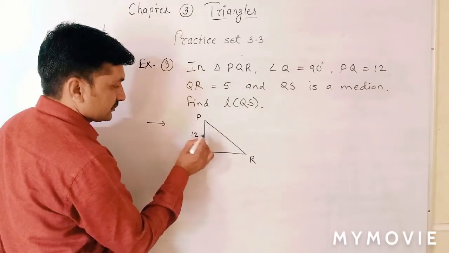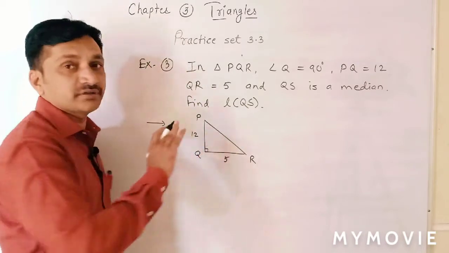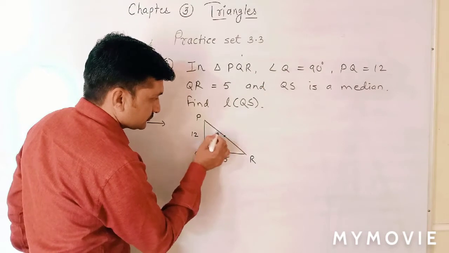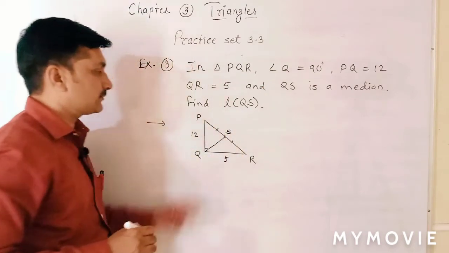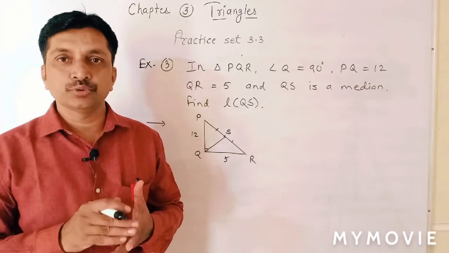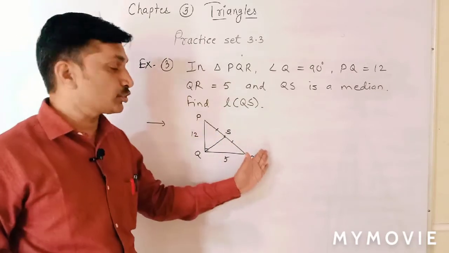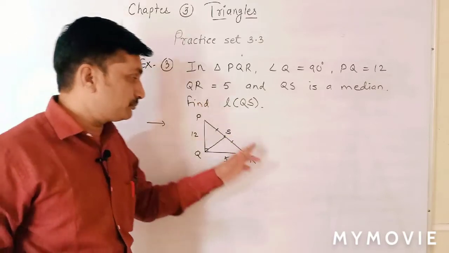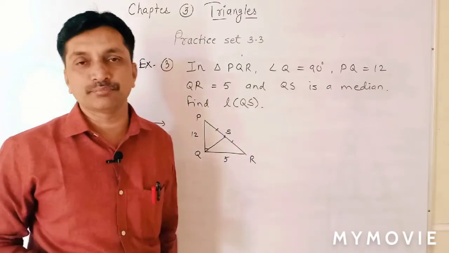PQ is 12, it is given here, PQ is one side. QR is given here, the hypotenuse is not given. QS is a median, midpoint. QS is the median. Find QS, the median. The property we know: the median is half of the hypotenuse. Okay, but the hypotenuse is not given. So first of all we have to find PR by the Pythagoras theorem and then use our median property.